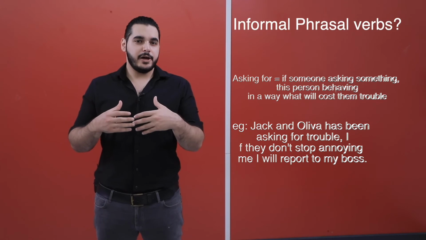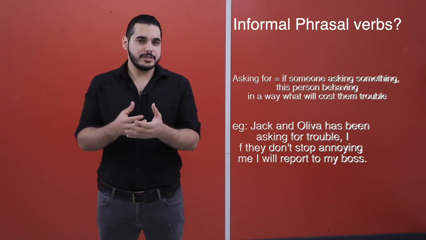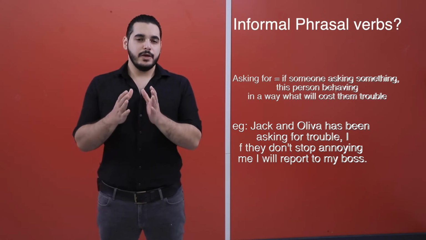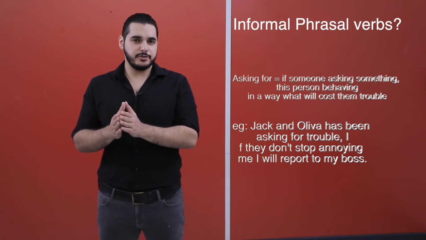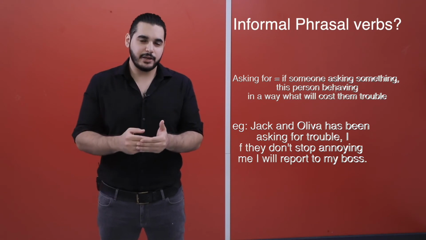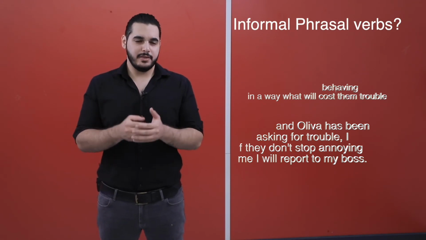They have been gunning for her, they have been shooting down her ideas. So when I say that they have been asking for trouble, it means that they are behaving in a way that will cause them trouble in the end.